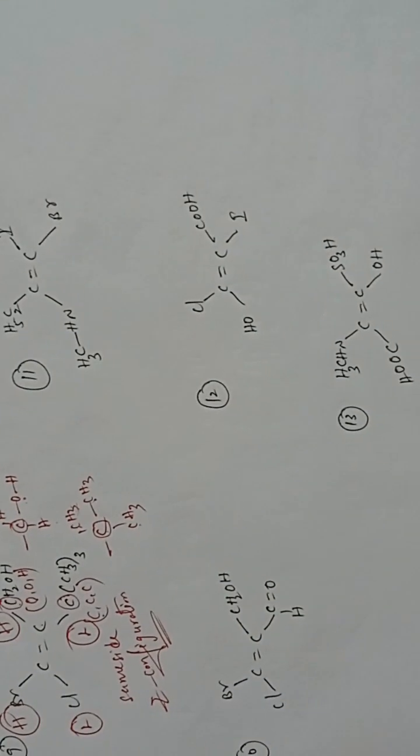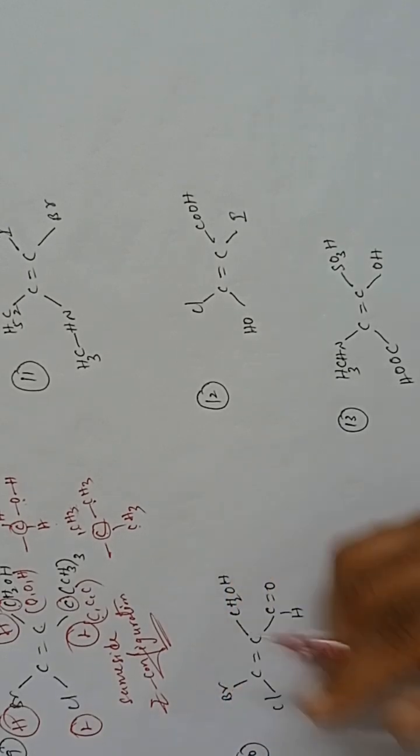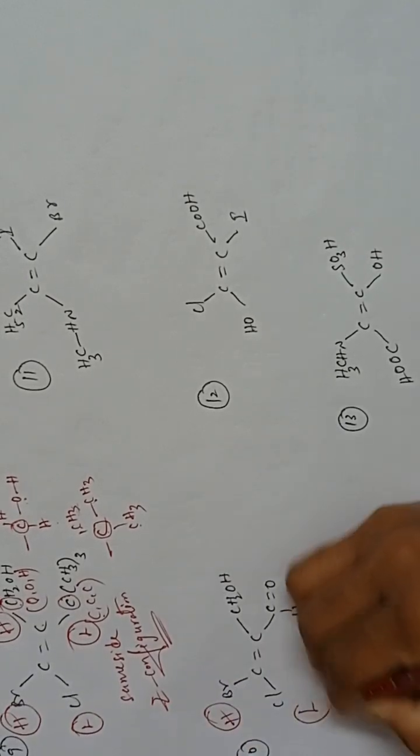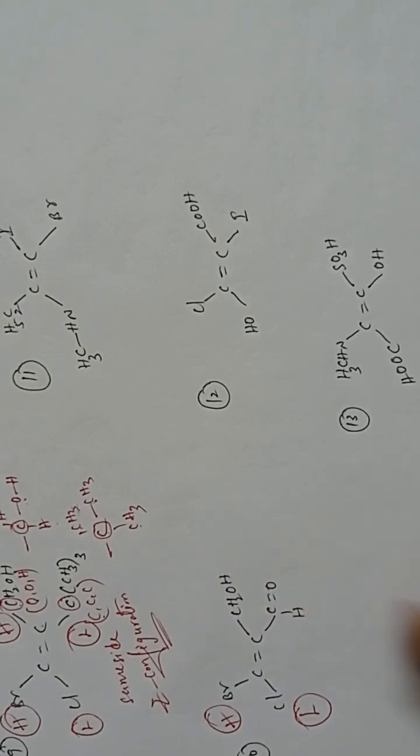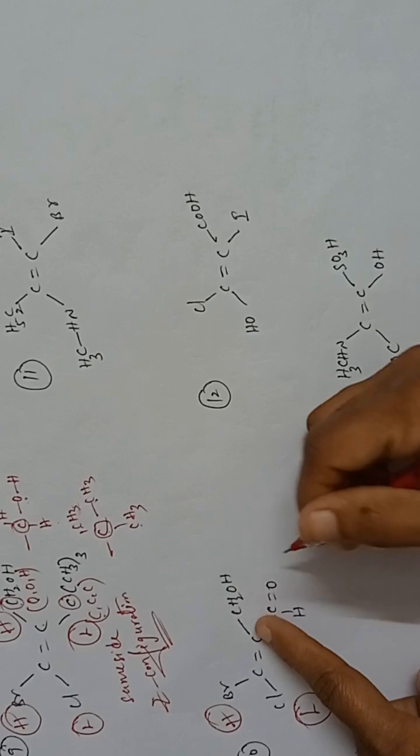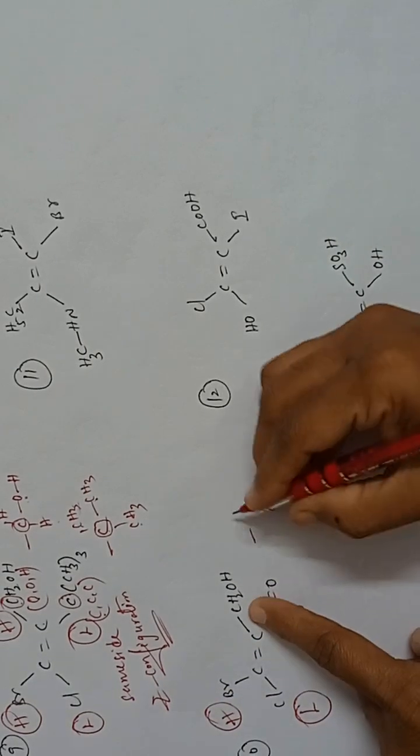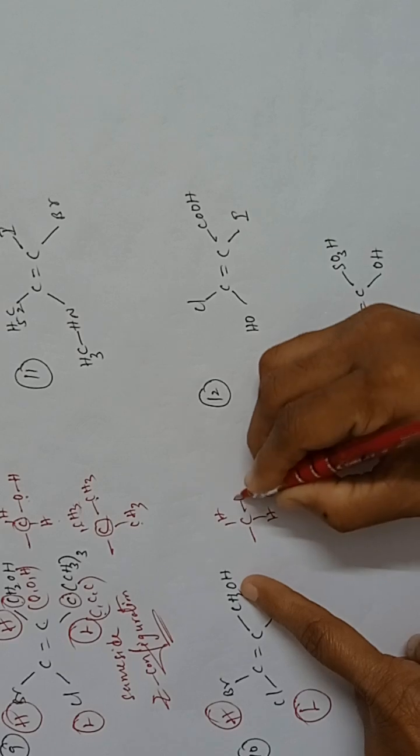Now see this example. Bromine, chlorine, which has the higher atomic number? Bromine. So this is higher, this is lower. Clear? Now coming to here, CH2OH, C double bond OH, students. CH2OH, how to write it? CH2, two hydrogens attached, OH.